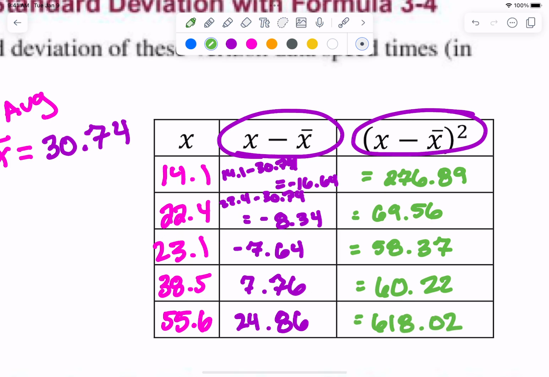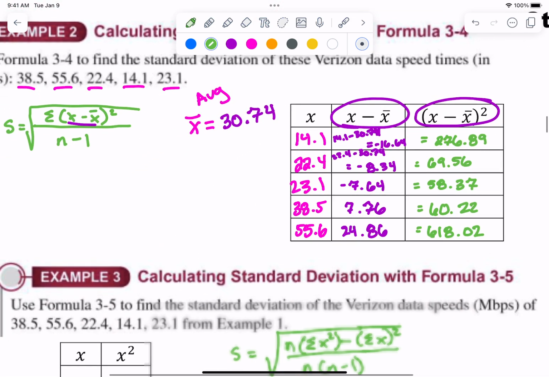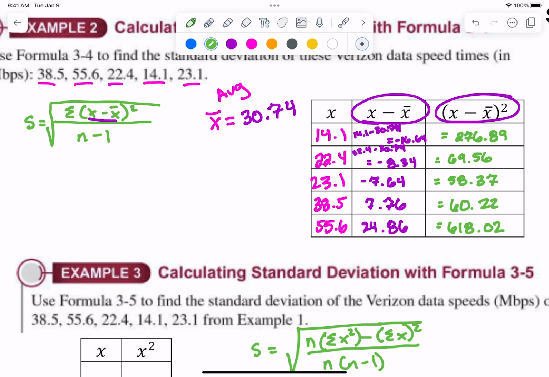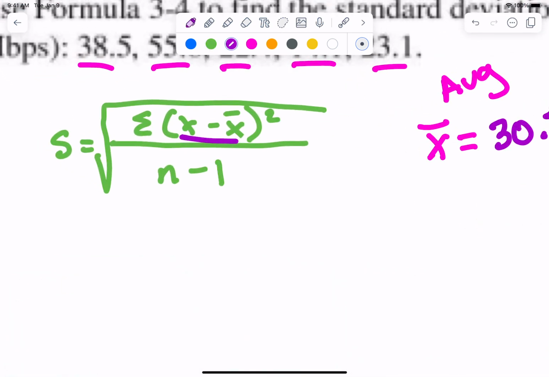618.02. Okay. All right. This is the tedious part, and I only make you do this once for one problem. So this is the ugly part. All right. Let's go back to the formula. Let's see what they say. They want the sum of all of these.